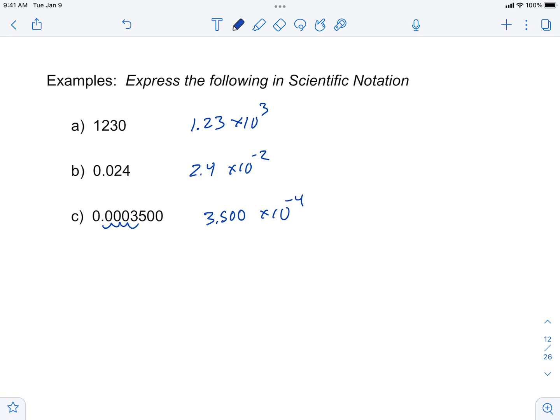All right, hopefully you got those. How come I have those extra zeros on part C? Because they're trailing zeros. There's a decimal. Yes, there's a decimal and they're trailing zeros. That means they do count. That means they actually are intentional. All right.